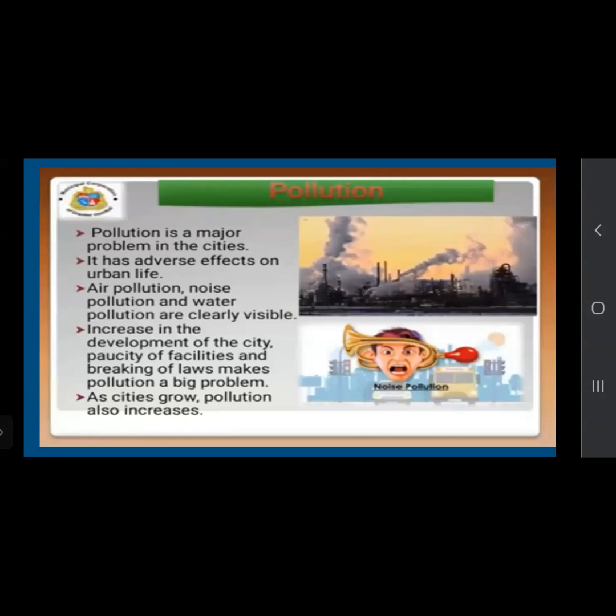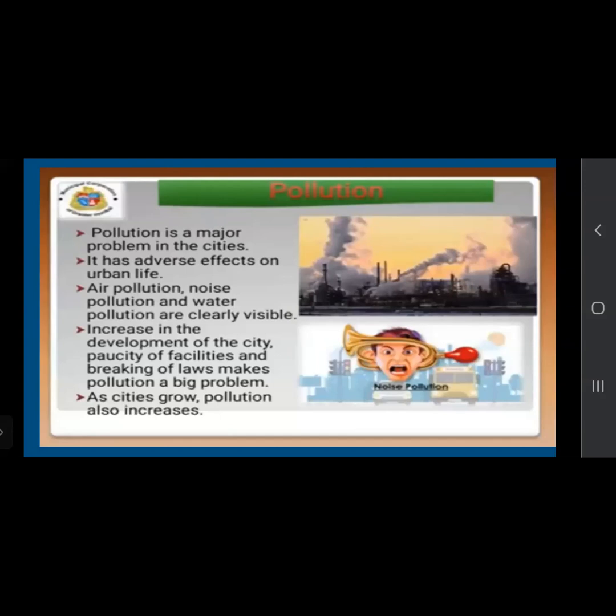Increase in the development of the city, vacuity of facilities, and breaking of laws makes pollution a big problem. When there is an increase in development of cities, many facilities are provided, and then breaking of laws also takes place. Related to pollution, there are laws, but these laws are never followed. That is the big problem: the laws related to pollution are not at all strictly followed. That's why the problem of pollution is increasing day by day.